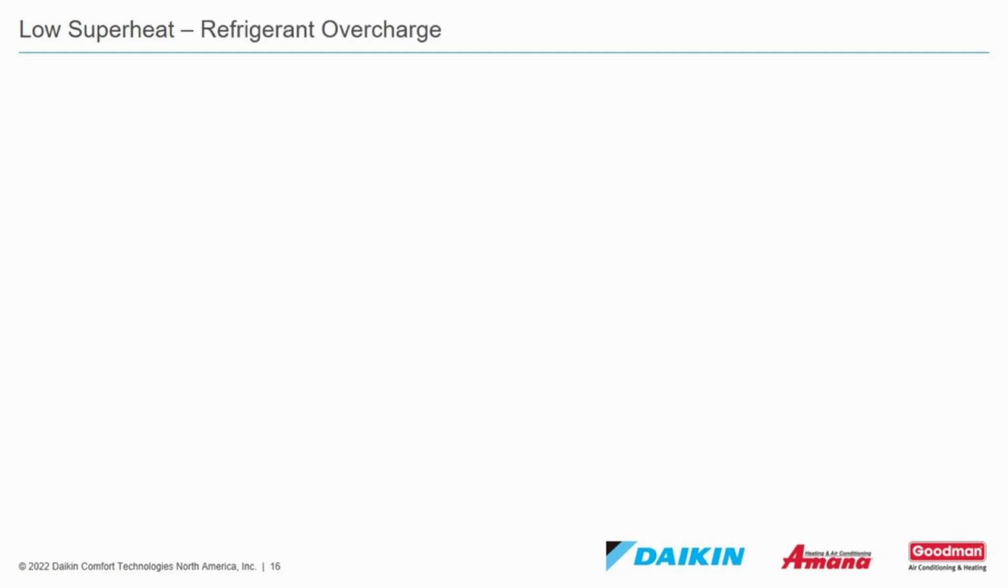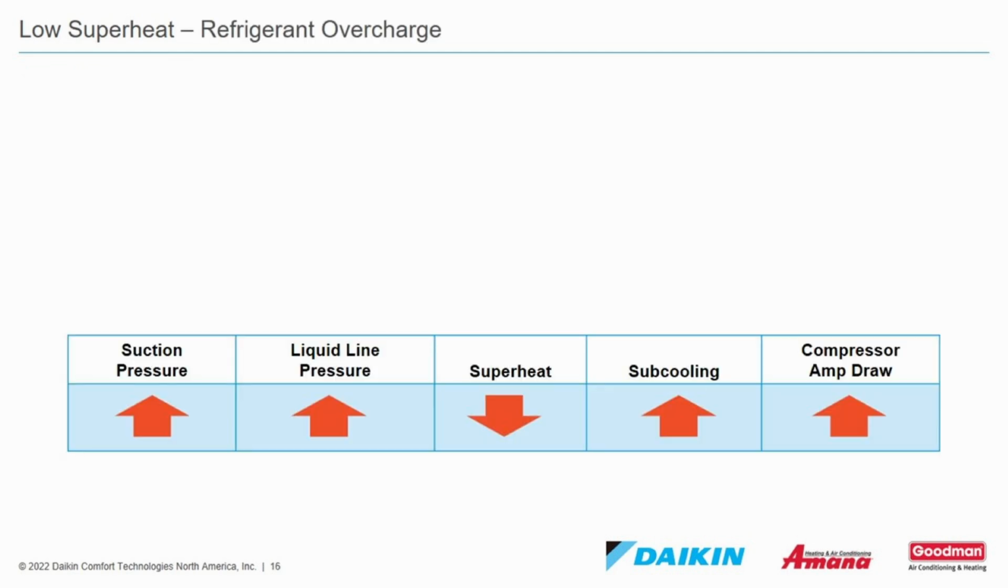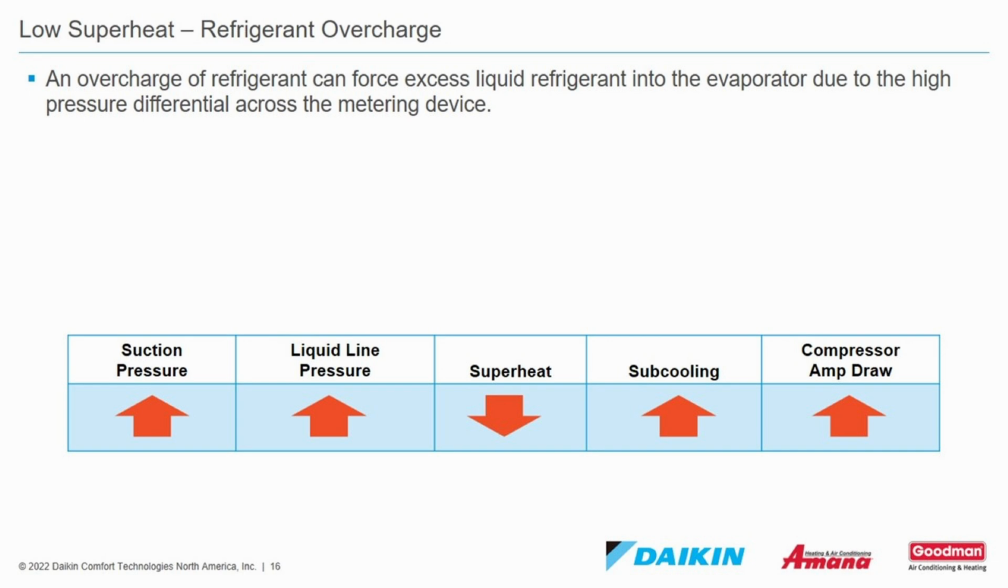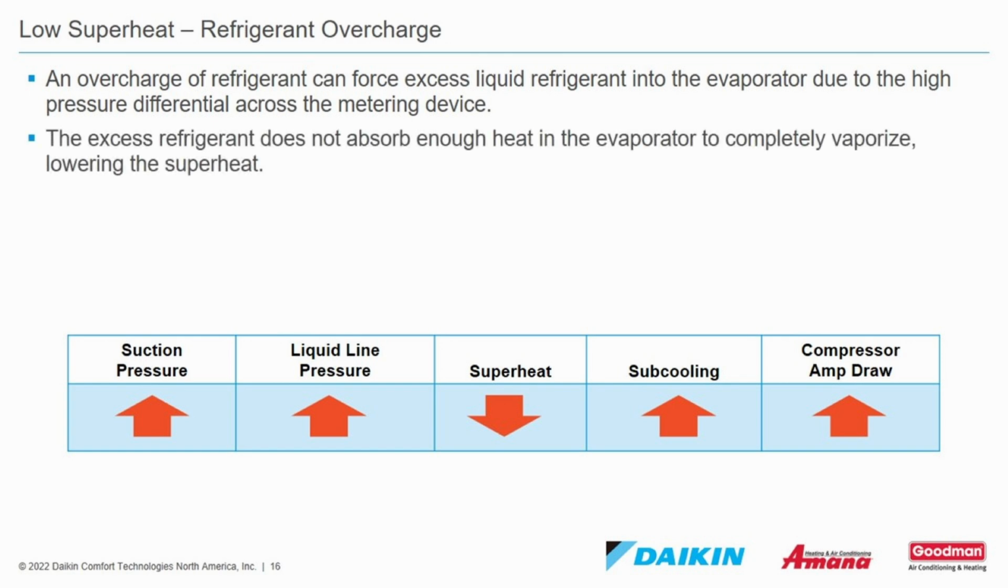Low superheat due to a refrigerant overcharge. An overcharge of refrigerant can force excess liquid refrigerant into the evaporator due to the high pressure differential across the metering device. The excess refrigerant does not absorb enough heat in the evaporator to completely vaporize, lowering the superheat.